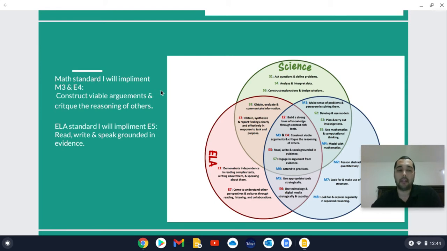Well, let's break that down. What it means is we're going to solve the problem and you're going to tell how you solved it to your classmates and why your answer is the right answer. And now for English, you're going to read, write, and speak grounded in evidence, meaning that what you're talking about is the truth.